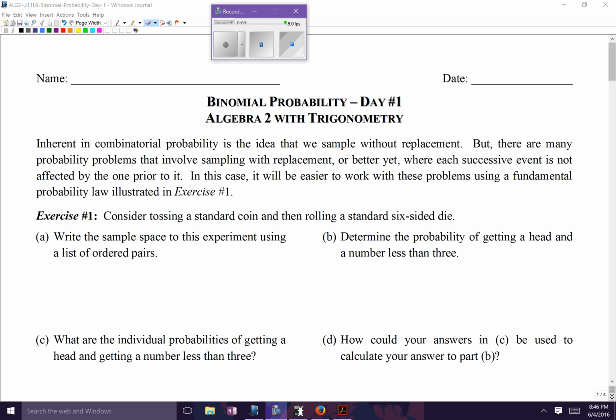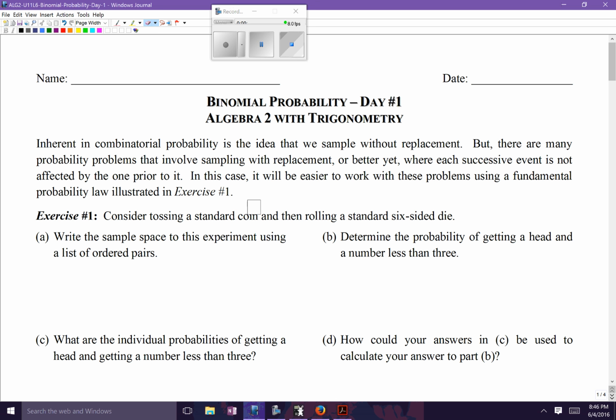So we are going to be tossing a standard coin. And if you all know, a standard coin has what options? We can get a heads or tails. And then it says we're going to be rolling a standard six-sided die. So a standard six-sided die, you have an option of getting a 1, a 2, a 3, 4, 5, or a 6. Write the sample space of this experiment using a list of ordered pairs.